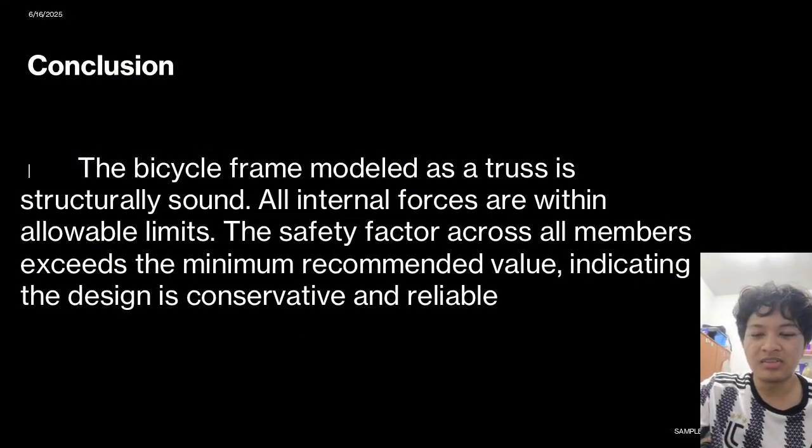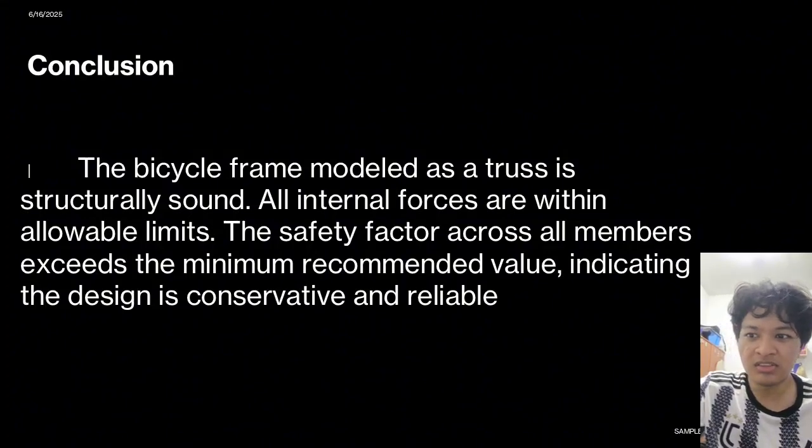And for conclusion, the bicycle frame modelled as a truss is structurally sound, and all internal forces are within allowable limits. The safety factor across all members exceeds the minimum recommended value, indicating the design is conservative and reliable.